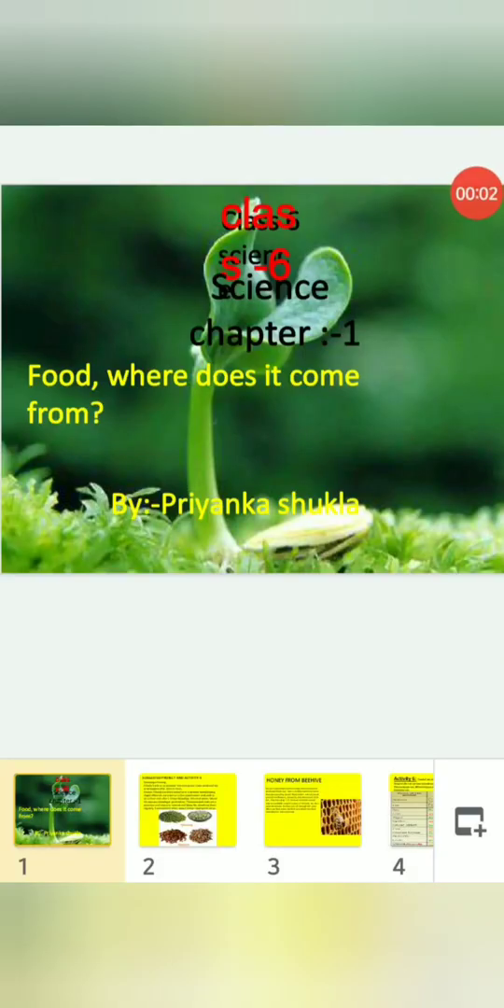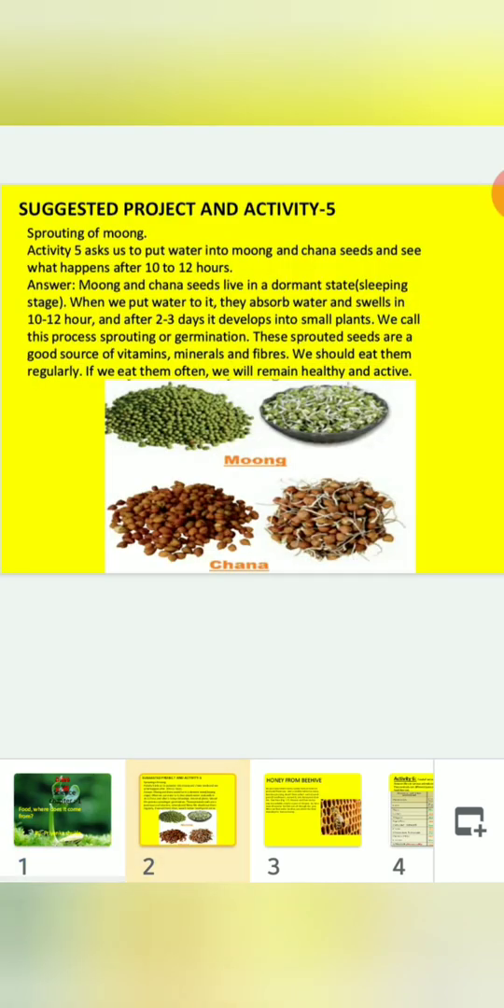So here we'll begin with the second session of Chapter 1, Food: Where does it come from? Here you have a suggested project and Activity 5, sprouting of moong.